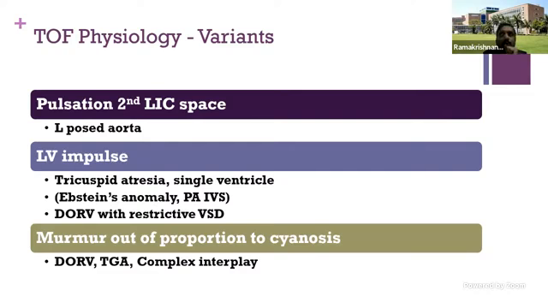So what is the outlet for LV? Outlet for LV is this VSD. That VSD has become restrictive. Now this is behaving like an LVOT obstruction. It's almost behaving like an AS.